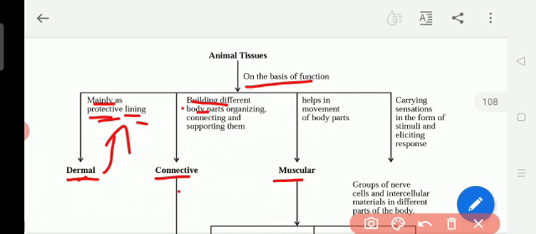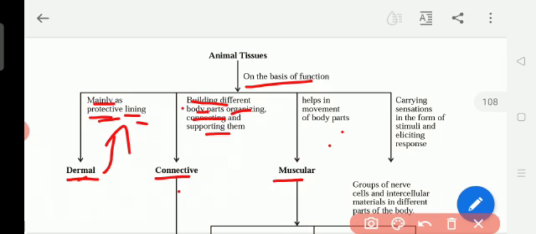Then connective means what? Building different body parts, organizing, connecting and supporting them. For example, inside our body, which is connecting all parts of the body? Blood is connecting all parts of the body, because blood is circulating from feet to head. It takes nutrition, food, oxygen, energy to all parts of the body and also removes the waste to outside.